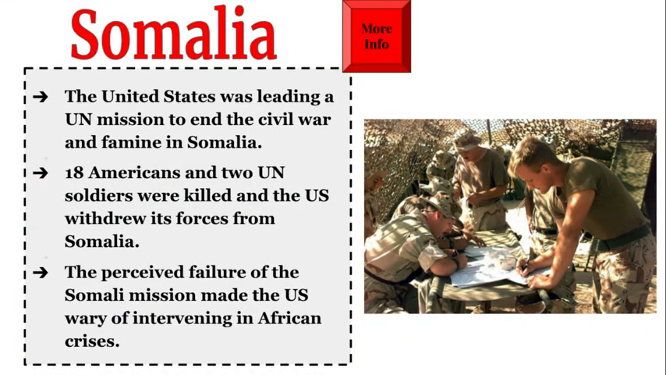So this mission to end the civil war and famine is going to turn disastrous for the United States. And again, if we were in school right now, I've been showing a movie for a couple of years called Black Hawk Down that talks about this mission where 18 Americans and 2 UN soldiers were killed in trying to capture one of these warlords. What will happen is this military failure, the Battle of Mogadishu as it's called, makes the U.S. wary of intervening in African crises. We'll get into details in class about that.